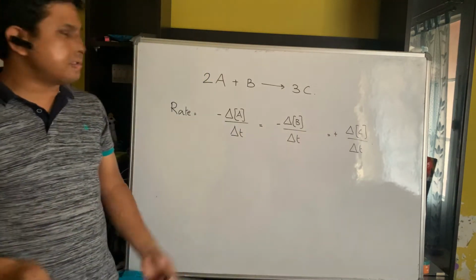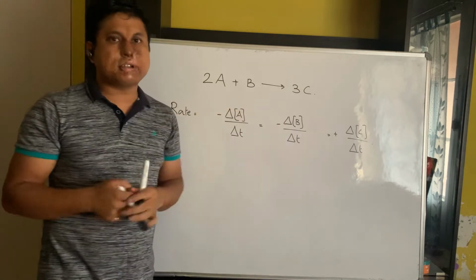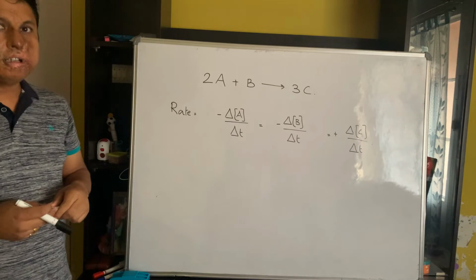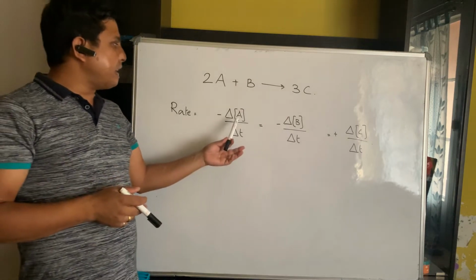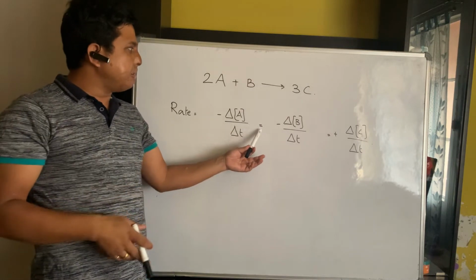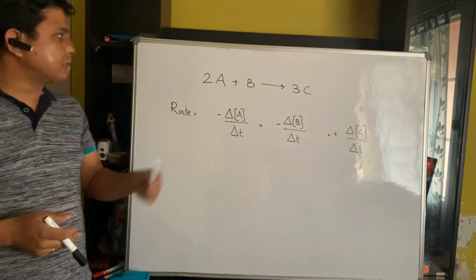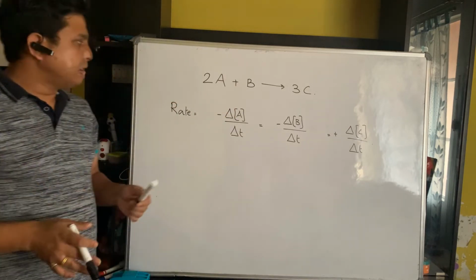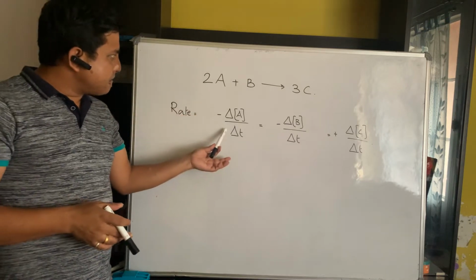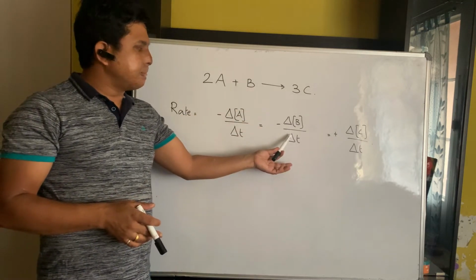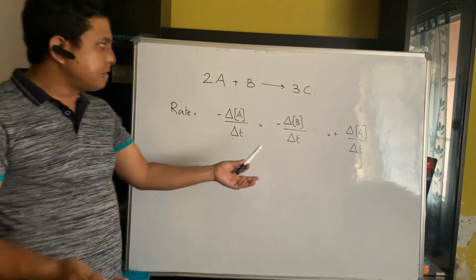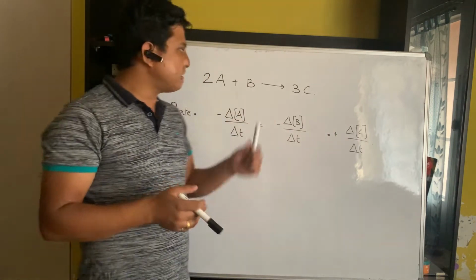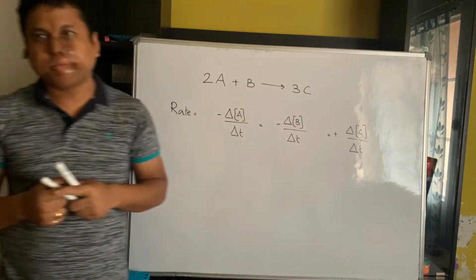But we know, since the stoichiometric coefficients are different, the rate at which A disappears is not equal to the rate at which B disappears, because 2 moles of A react with 1 mole of B. So the rate of disappearance of A will not be equal to the rate of disappearance of B. And yes, the rate of disappearance of B will not be equal to the rate of appearance of C, since the stoichiometric coefficients are different.